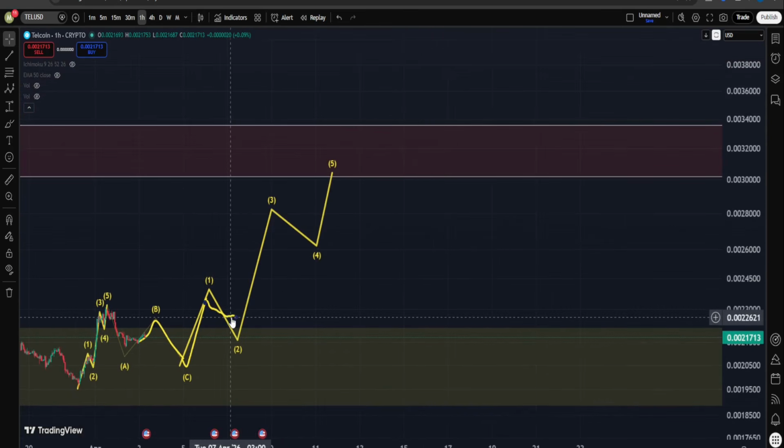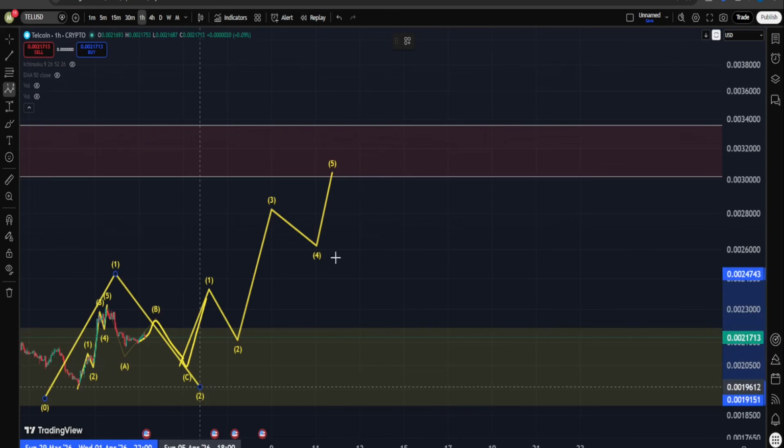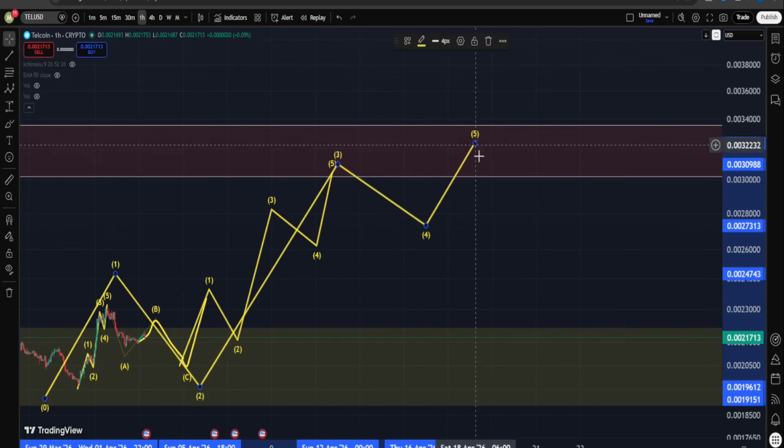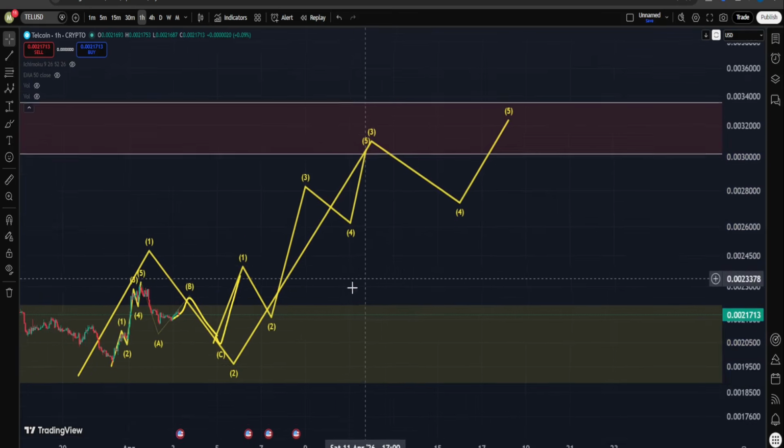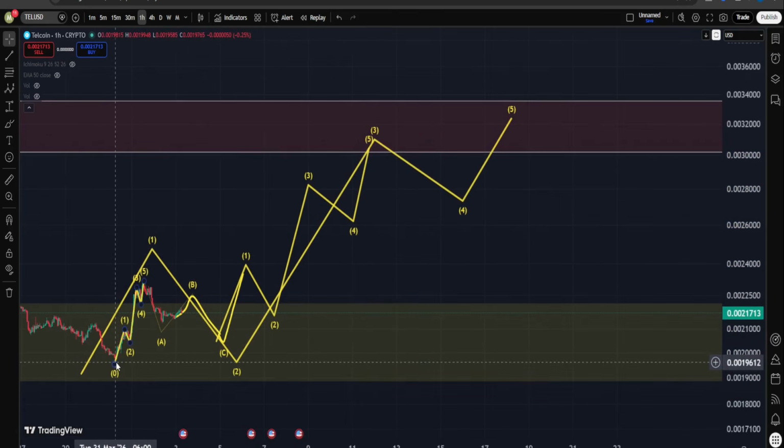And at that point, I would like to highly suggest to just get out of your position, because, well, we can have at that point two different counts. Scenario number one suggests that this is going to be a 1 2, and then big move up into wave 3 4 5, meaning what? Overall, yep, hopefully this is going to be our final low.